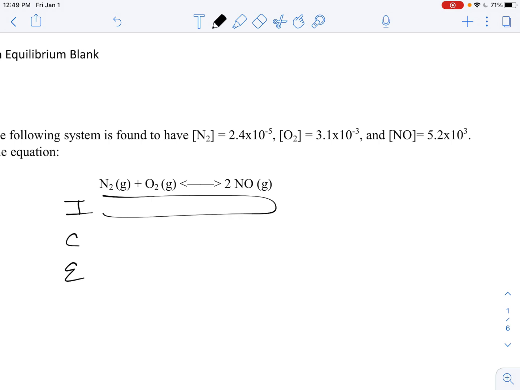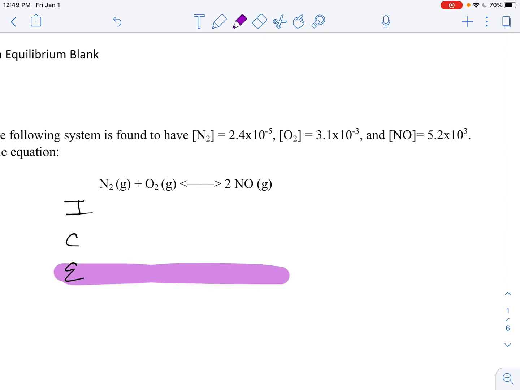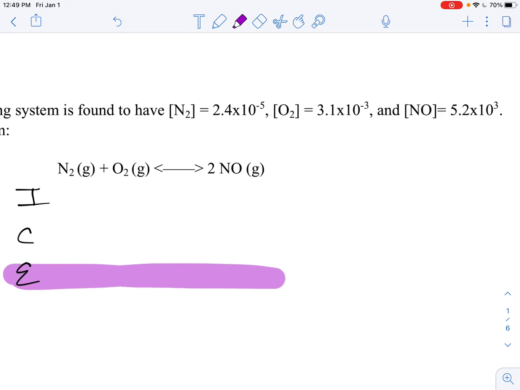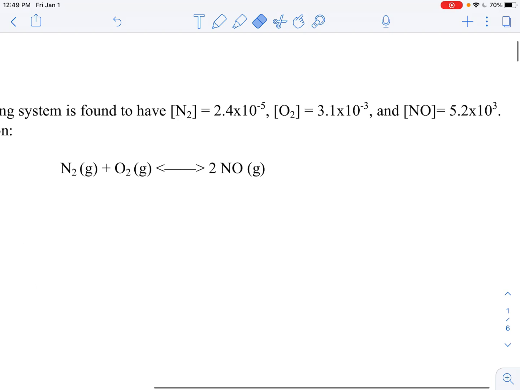Now here's the thing. If they give us initial or they give us change or something like that, that gets challenging. We'll get to those in a second. But the thing that's important for you to know is the equilibrium. Why? Because we have just set up a whole construct on equilibrium.